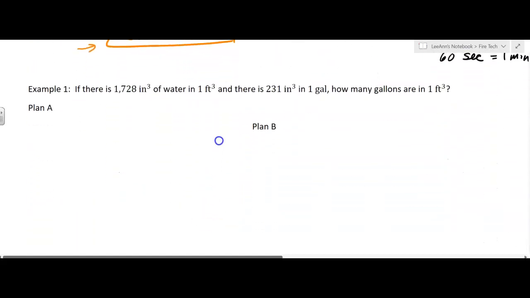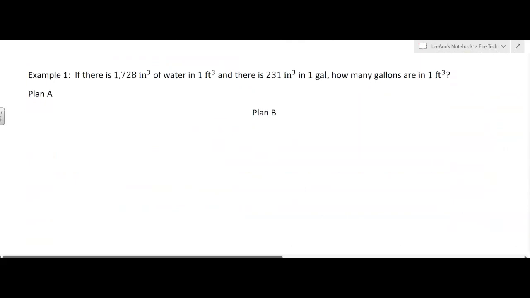Now let's look at the first problem that I was looking at. It might not be in your textbook, but I had a hydraulics textbook. It says if there are 1,728 cubic inches of water in 1 cubic foot, and there are 231 cubic inches in 1 gallon, how many gallons are in 1 cubic foot?